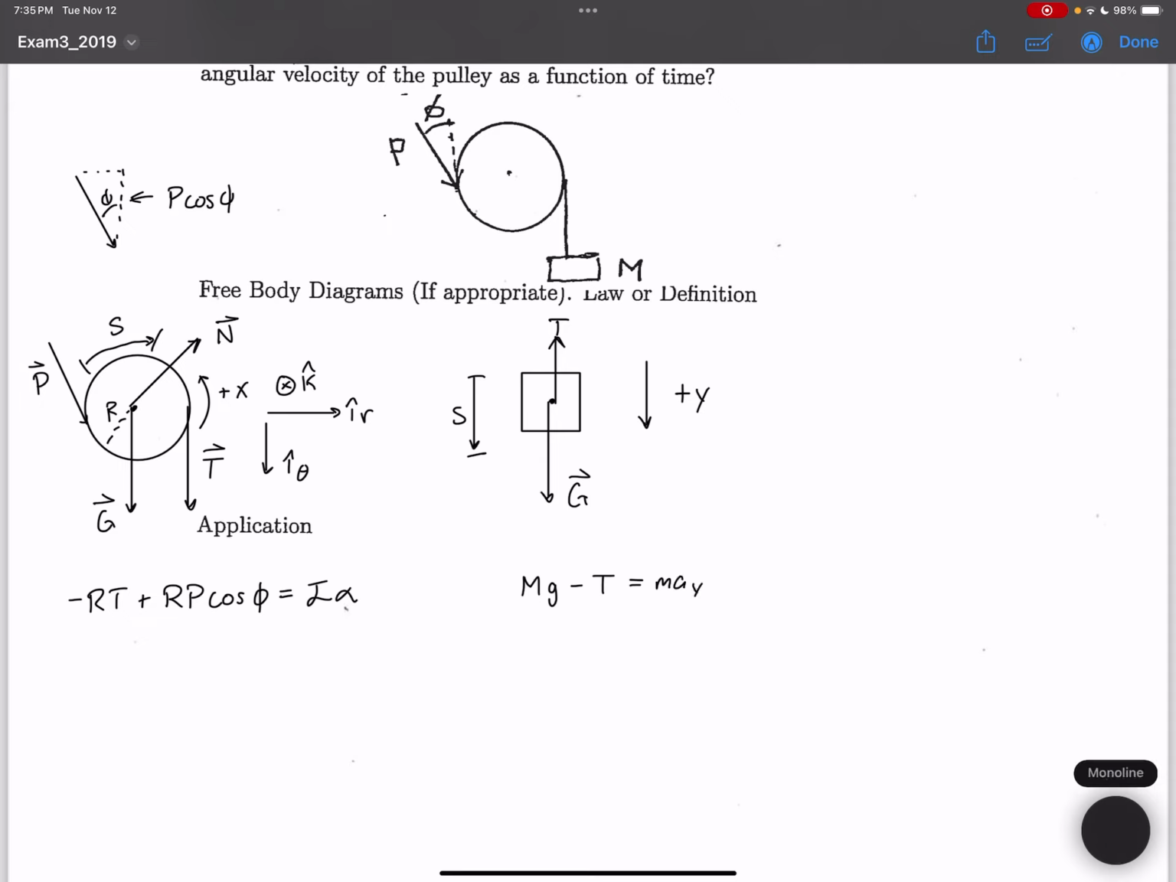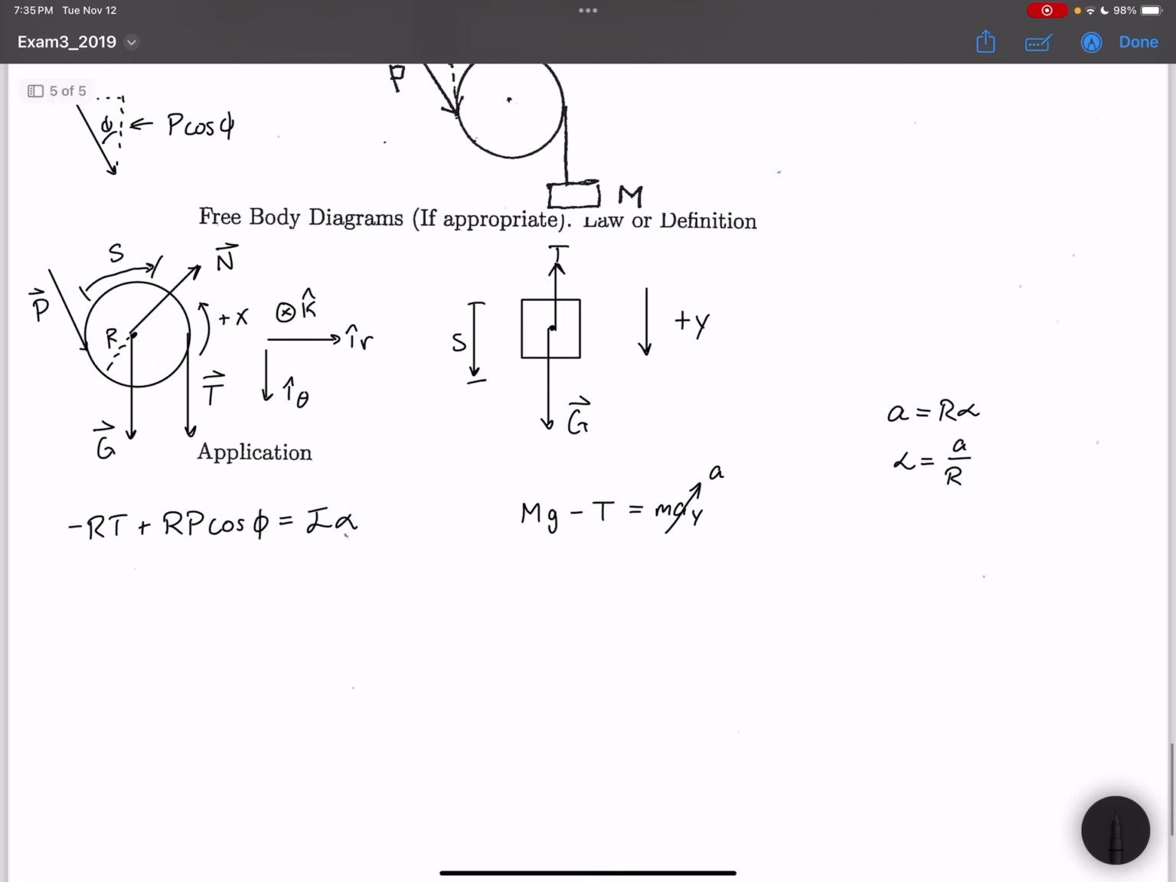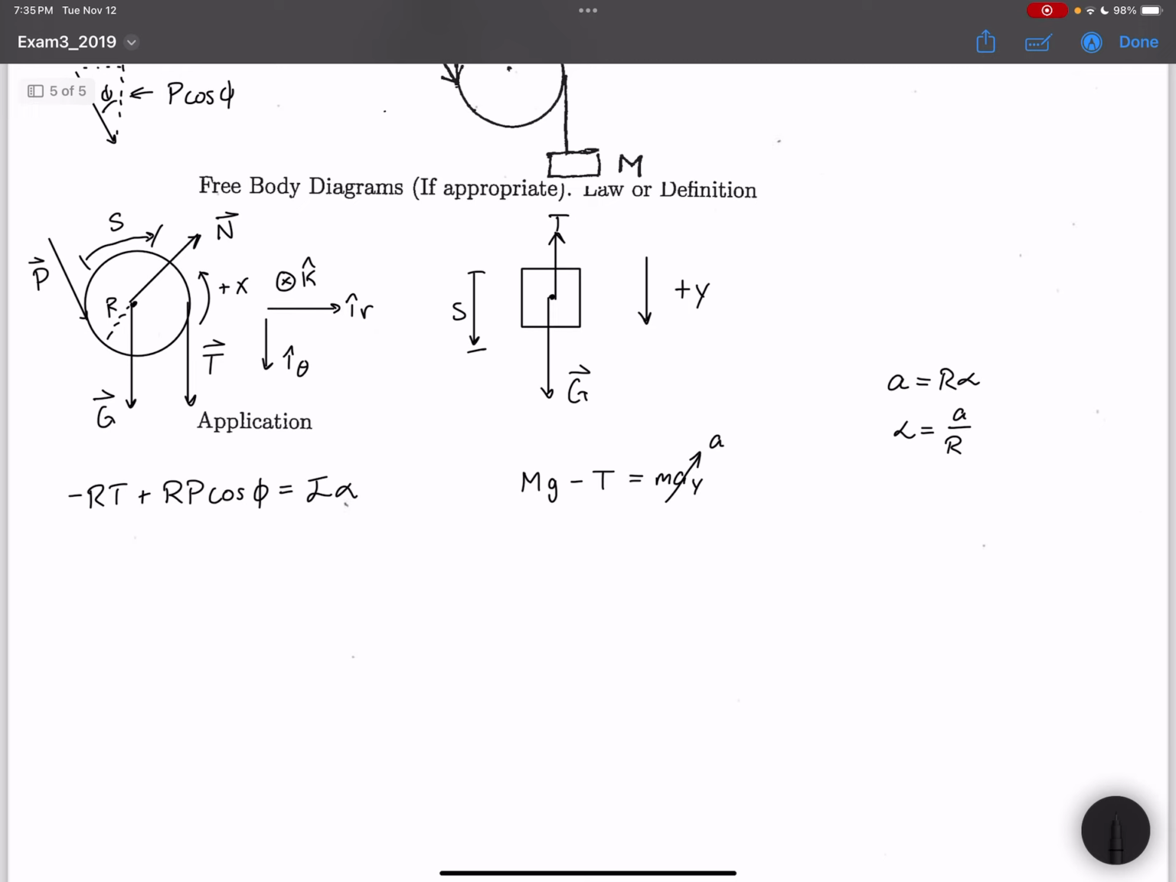And we can go ahead and say we have our identity that acceleration equals radius times alpha. So alpha equals acceleration divided by r. We'll just get rid of that AY, just make it A. So we're going to exchange that alpha out for acceleration, because that's what we're solving for in part A. I times A over R. And then we have mg minus T equals ma.